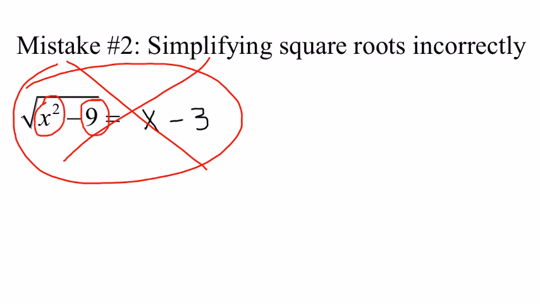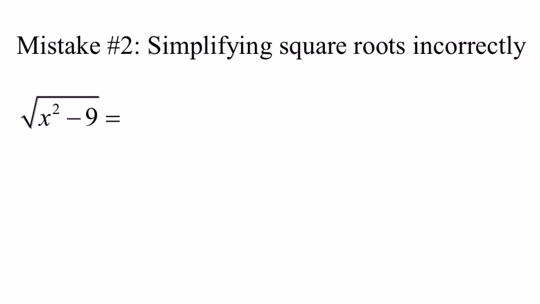Remember that we can only take away a square root or cancel out a square root if we have a perfect square underneath. So we have to be careful. What this x squared minus 9 really is, is the difference of two perfect squares. It's not a perfect square as a whole. So let's rewrite this a different way so that we can actually see that it's not a perfect square.